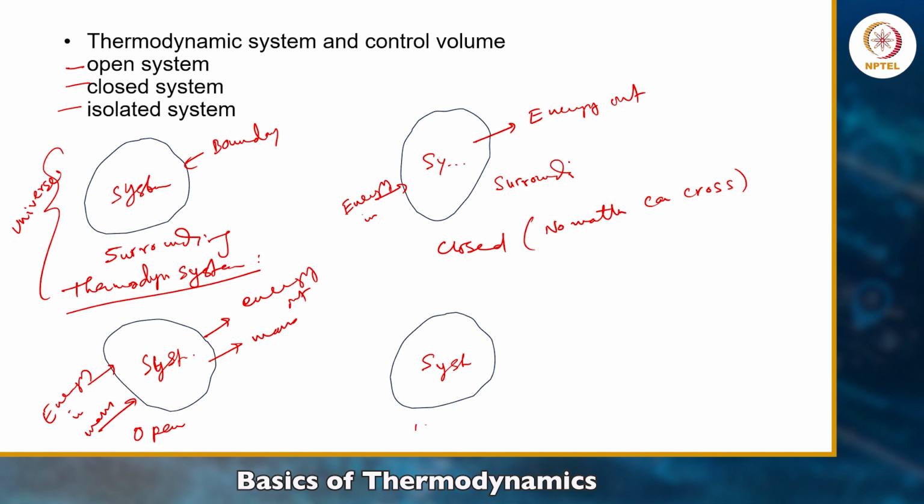Another is the isolated system. In an isolated system, from the surrounding there will be no mass or energy transfer. No energy or mass can cross the boundary. So you should know the definition. A system will have a boundary and will interact with the surrounding. If it is not interacting, and no mass or energy is getting transferred, then it is called an isolated system.